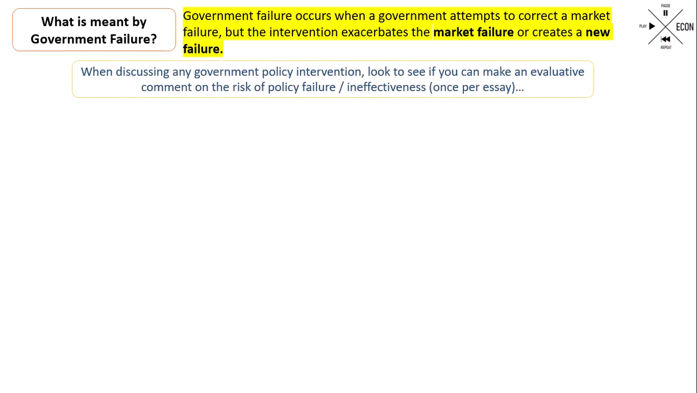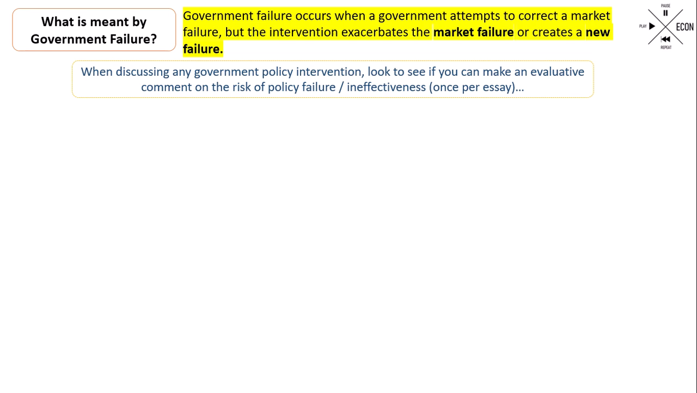So this is best used whenever you're evaluating a government intervention. Okay, so if you've got an essay title that looks at the best way or identify policies the government could use to correct the market failure associated with ... I would use government failure to critique a policy, not all of them, but I would use this once per essay. Okay, it's a very good evaluation strategy.